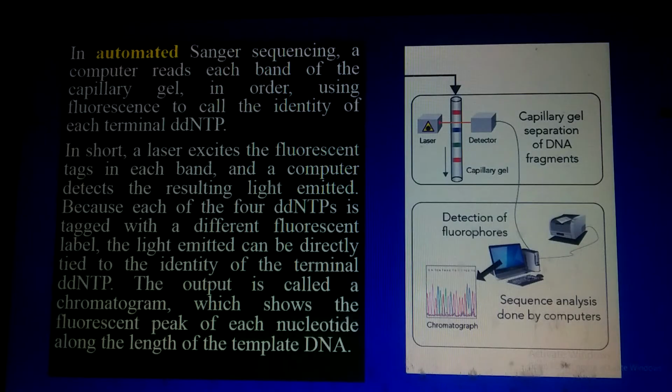Okay. Now, in automated Sanger sequencing, what will happen? A computer reads each band of the capillary gel in order, using fluorescence to call the identity of each terminated DNA. In short, a laser excites the fluorescent tags, and a computer detects the resulting light emitted, because each of the four ddNTPs is tagged with a different fluorescent label. The light emitted can be directly tied to the identity of the terminal ddNTP. The output is called a chromatogram, which shows the fluorescent peak of each nucleotide along the length of the template DNA. So this is the difference: manual is easy and automated sequencing is also easy.